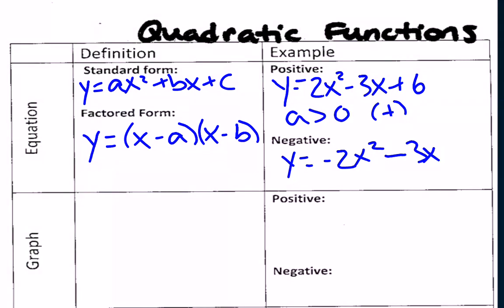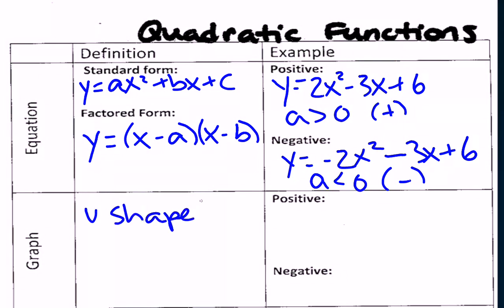Now, we don't talk about quadratic growth and quadratic decay because technically all quadratics grow and then decay. So instead we talk about one being positive, meaning it opens up, or negative, meaning it opens down. So the graph of a quadratic is a U-shaped parabola.